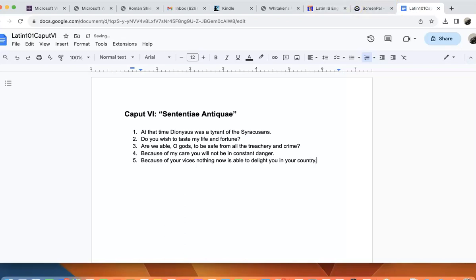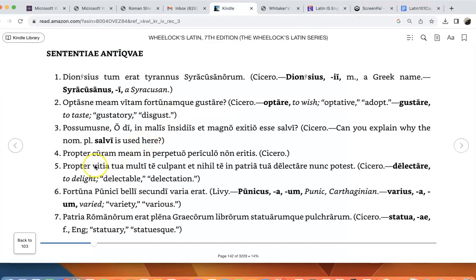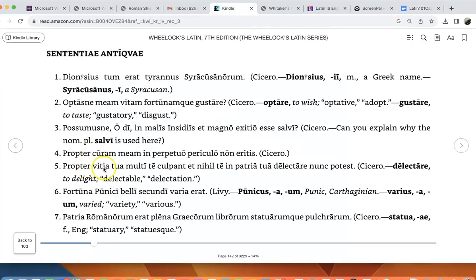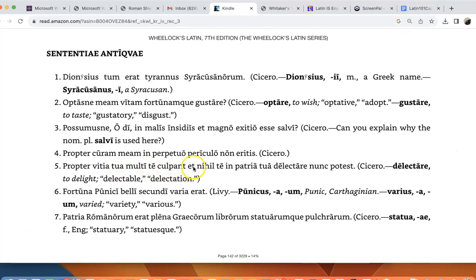Did I get that right? It's kind of a longer sentence. So because of your vices, I think I left it out. Many blame you. And put that in here. So because of your vices, so propter vitia tua, many blame you, multi te culpant, and nothing now, nunc is now, is able to delight you in your country.